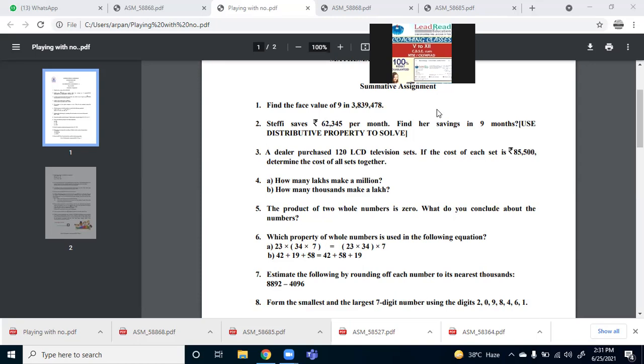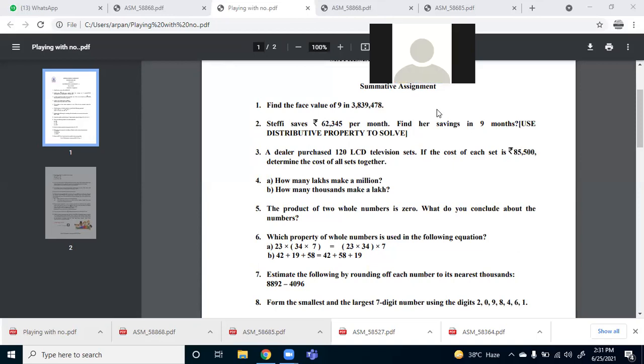How many thousands make a lakh? Who wants to speak? Just raise your hand. I will be giving everyone a turn. How many thousands are there in a lakh? So in a lakh there are 5 zeros. In thousands there are 3 zeros. So how many thousands make a lakh?